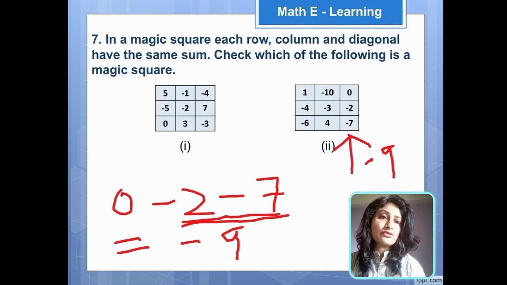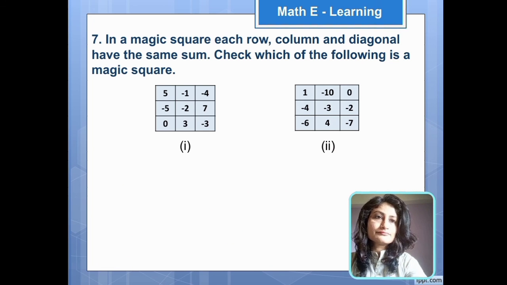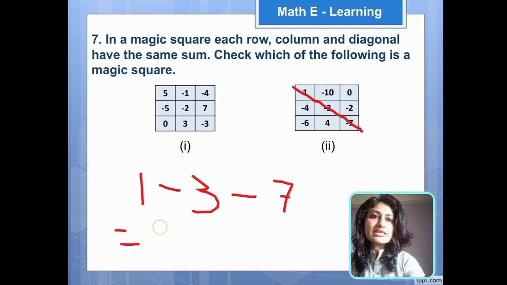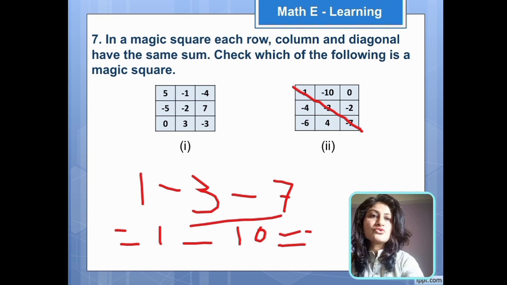Now we check for diagonals. First diagonal is 1, minus 3, minus 7. 1 as it is, minus minus plus, and it is minus 10. 1 minus 10 is equal to minus 9. So the sum of this diagonal is minus 9.